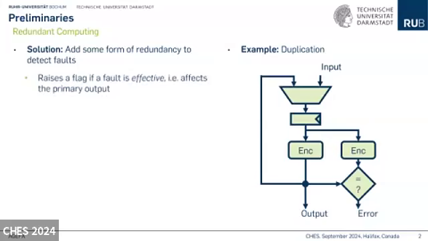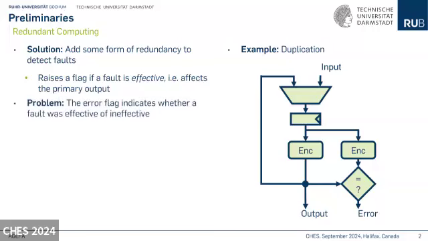In this case, a flag is raised if the fault is so-called effective, meaning that a fault that is injected also propagates to the output, so it's visible at the output as a fault. However, the problem is that this error flag indicates whether a fault was ineffective or effective, and therefore can be exploited in order to run SIFA on it, so this does not protect against SIFA.